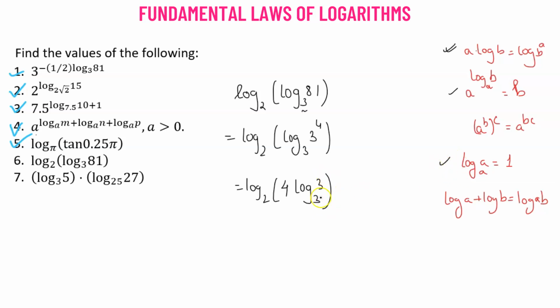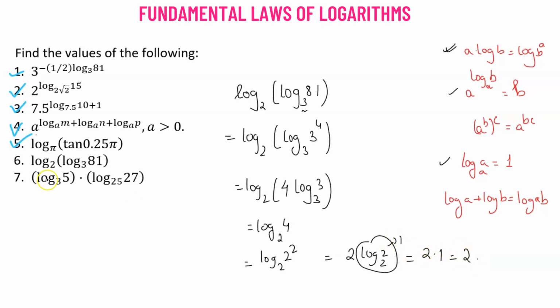Fine. Now we'll use this property. The value is 3, so that means log of 3 with a base of 3 goes to 1. So we are now left with log of 4 with a base of 2. Now 4 can be written in terms of 2 as log of 2 squared with a base of 2. So that will be 2 times log of 2 with a base of 2. So this goes to 1. That means we have 2 times 1, which will be equal to 2. So this is the value of log base 2 of log 81 base 3. Now that's equal to simply 2.